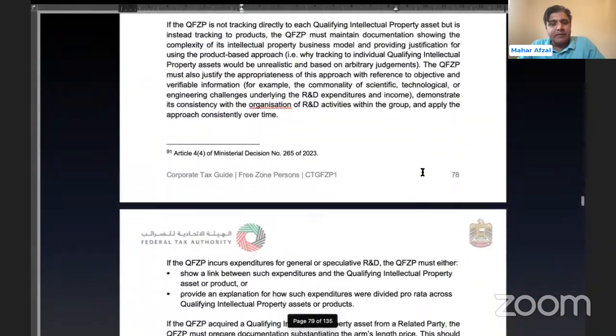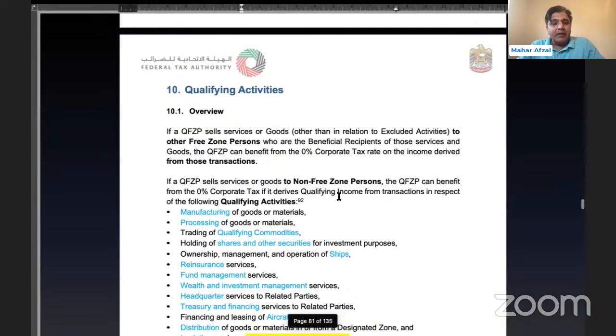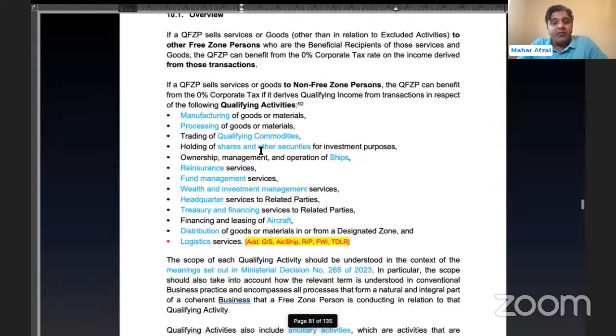Okay. Now, qualifying activities. Qualifying activities, manufacturing. There is no change. The important thing is they said end to end. Basically, all confusions have been resolved. If you are planning, designing, manufacturing, distribution, or any ancillary activity, it will fall under manufacturing. Same for processing. Same for trading.